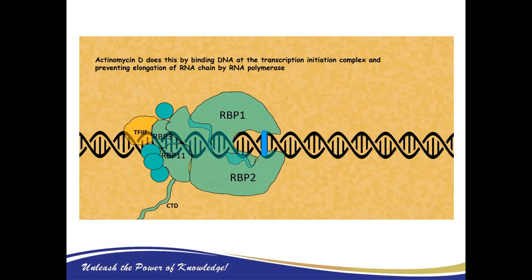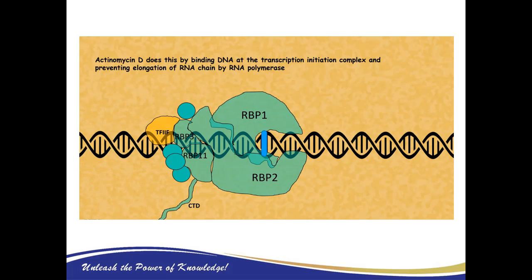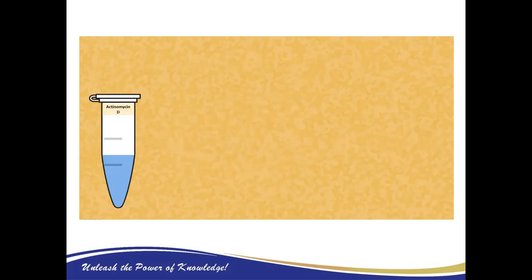So when the RNA polymerase 2 is moving all across the DNA and trying to transcribe it, it faces this roadblock and it has to stop there. So the transcription is inhibited in a premature state. That is how actinomycin D works.